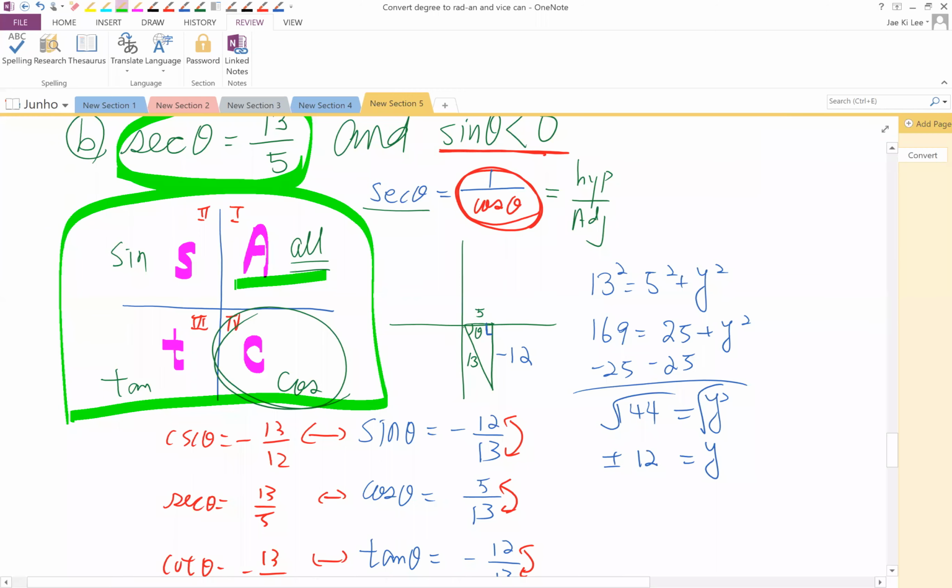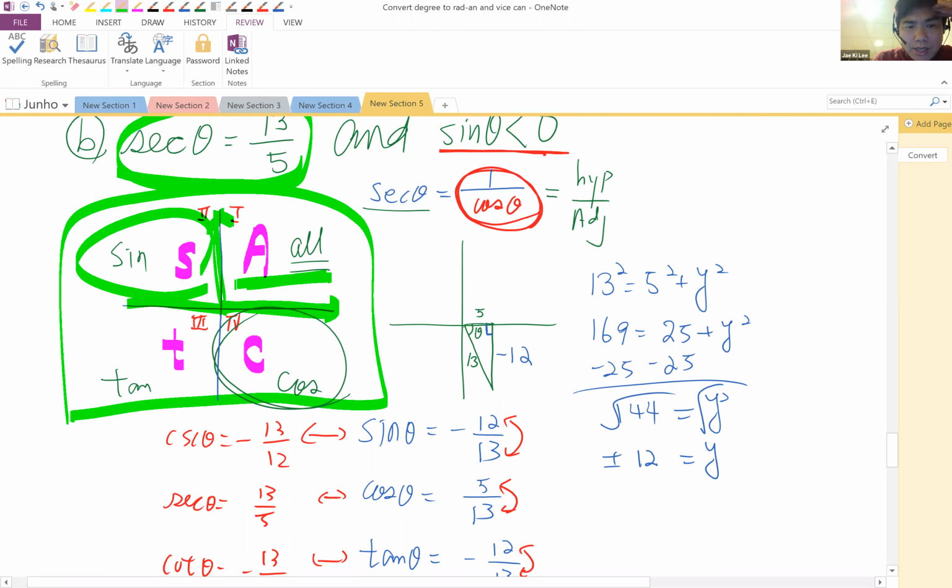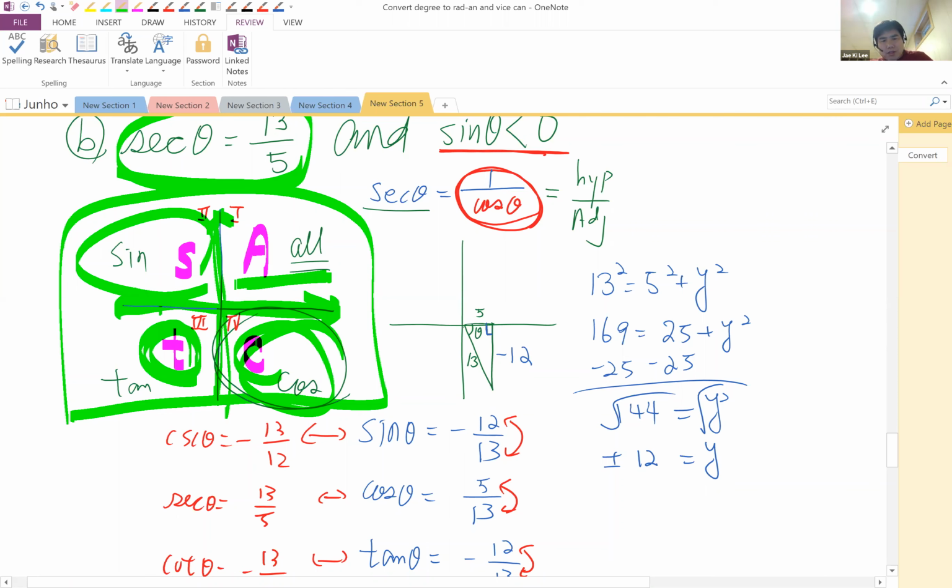First quadrant, everything is positive because x and y are both positive here. Second quadrant, only sine is positive, because the y value is positive and x is negative. Third quadrant, tangent is the only positive one, because x and y are both negative here, so negative over negative becomes positive. Fourth quadrant, x is positive, y is negative, so only cosine is positive. Make sense?